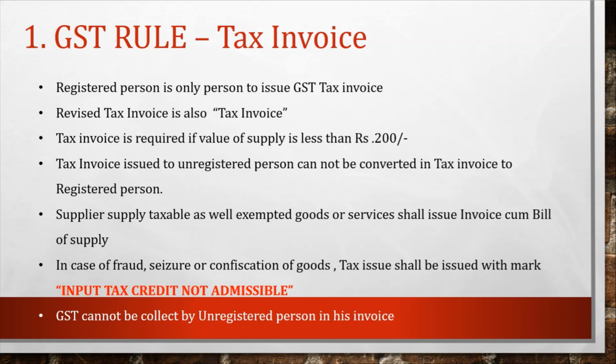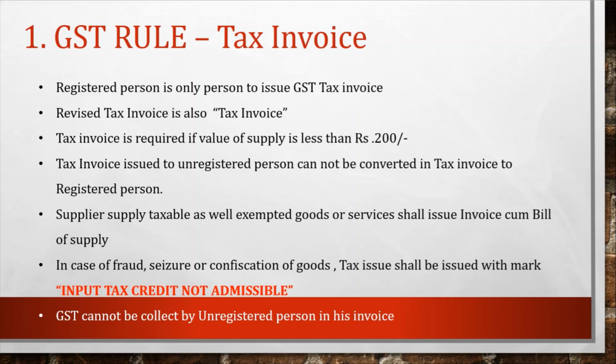Then, a tax invoice issued to an unregistered person cannot be converted into a tax invoice to a registered person. It is a special provision in this Act that suppose by mistake you issue a tax invoice mentioning that it relates to an unregistered person, and later you realize this is a supply made to a registered person, you can't change it, so it is a liability for you. Then, if a supplier supplies taxable as well as exempted goods or services, it shall issue an invoice-cum-bill of supply. So this is a very important point.